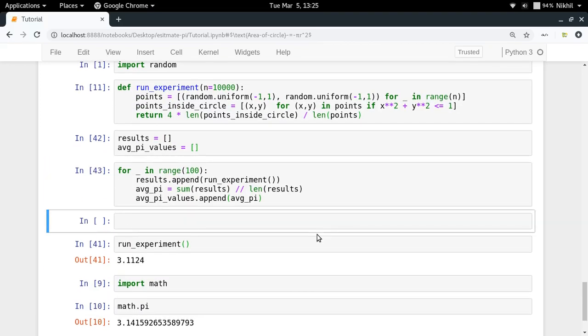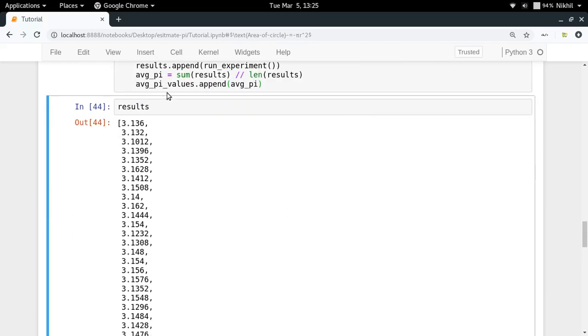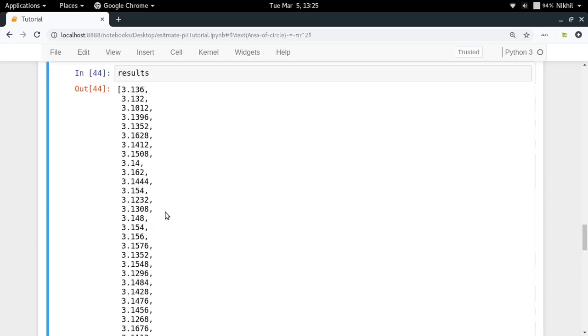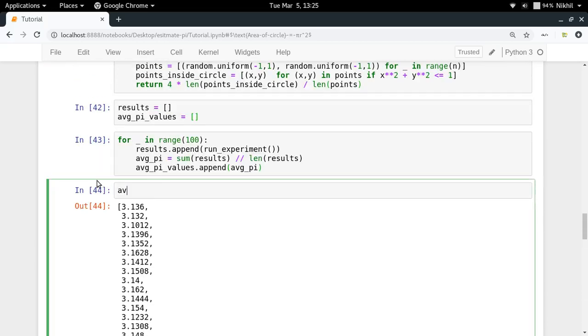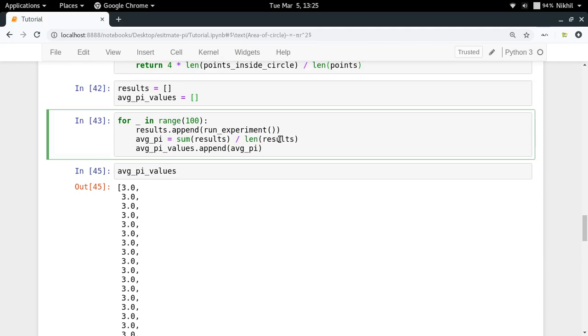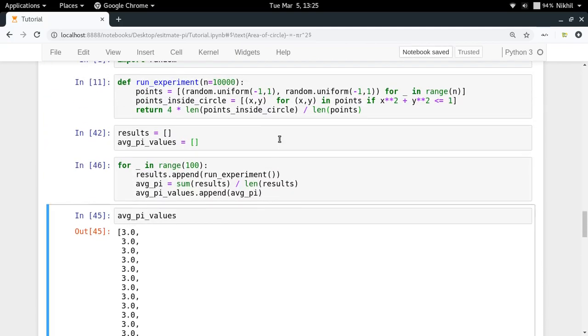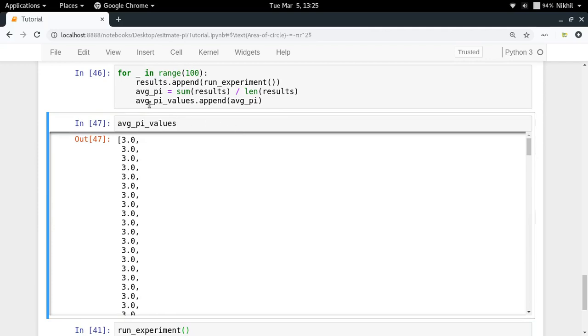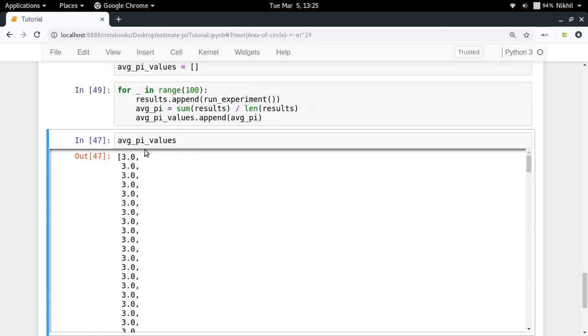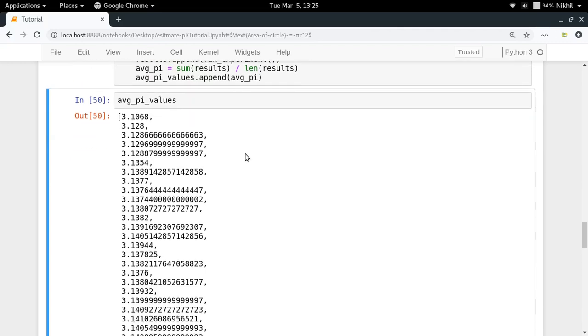So let us try to understand what is happening here. In the results, what I am getting is some values which are quite random and actually closer to pi, right? We are getting these values, and in average pi values what I have is, okay, so I had to divide it, I had to do simple division, not floor division. So let me just clean average pi values first. Yeah, so look at that, the average pi values.